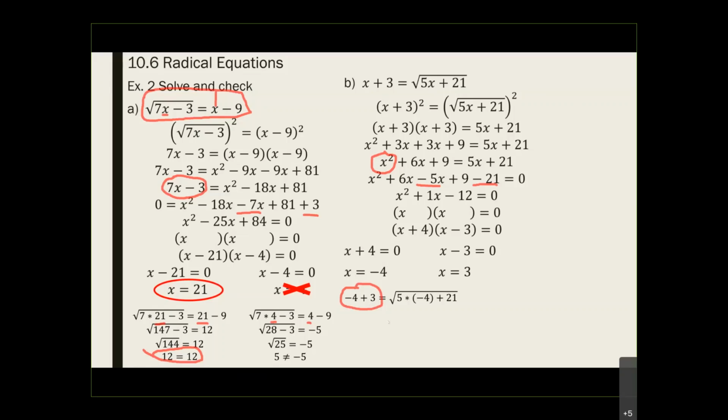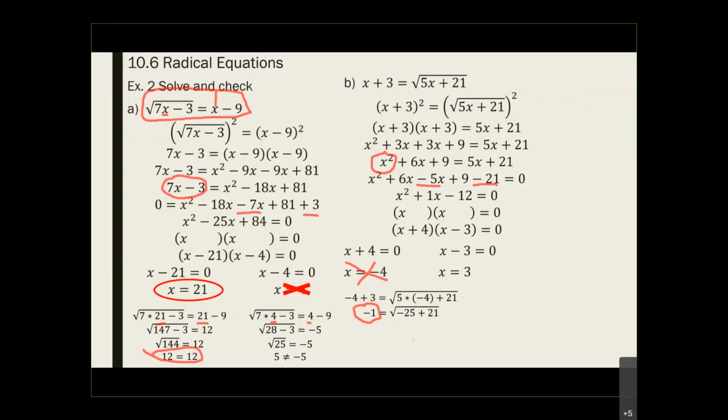But if you take a look at this, ladies and gentlemen, if you recognize this, remember I told you guys, can you take a square root of something and it's equal to a negative number? Well, if you look at this, we can cross out negative 4. Why can we cross out negative 4? Because there's no way you can take a square root of anything and it gives you a negative number.